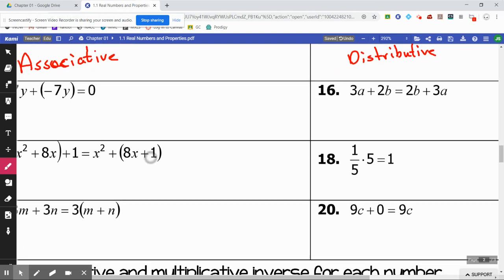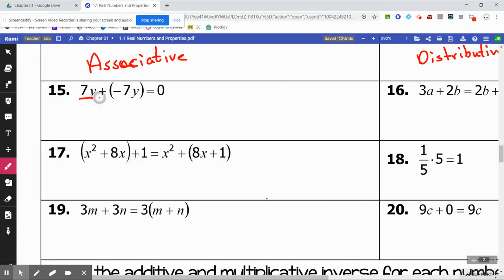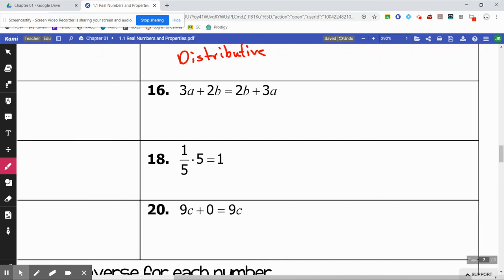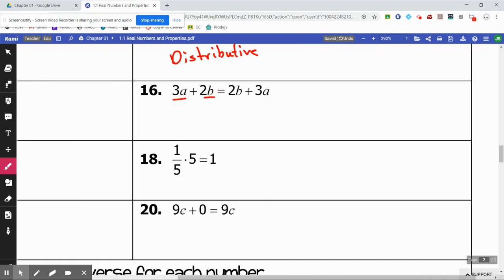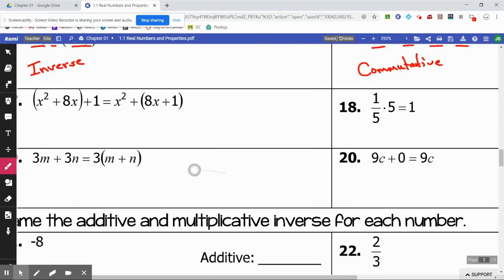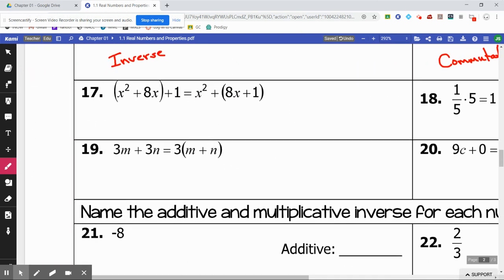Number 15, anything plus its opposite is equal to the identity element. That would be the inverse property. It'd be the additive inverse property if you'd like to add that to it. 3a plus 2b, 2b plus 3a, you moved them, so that's the commutative property of addition. And if you move them, you still have the same value. It's still equal to the same thing.